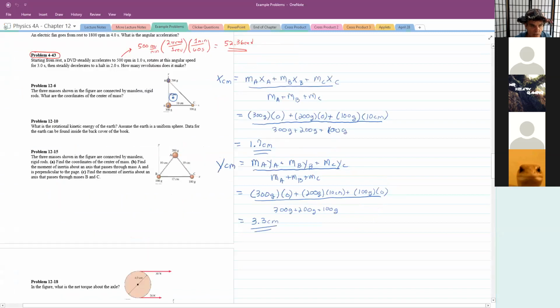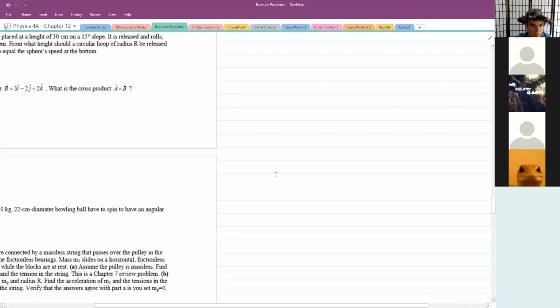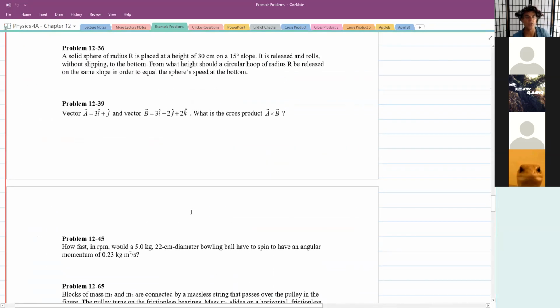Okay, so let's just do this example. Suppose vector A is 3i plus j, and vector B is 3i minus 2j plus 2k. What is the cross product of A cross B? So this is sort of a generic example because there's no units. Any vector's got to have units.